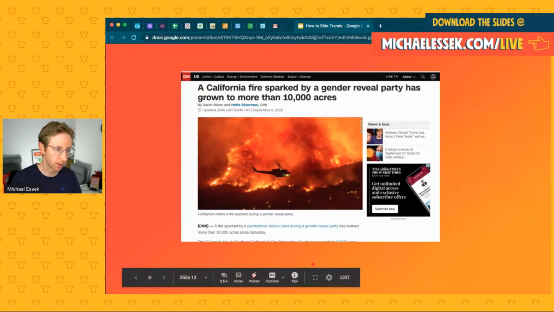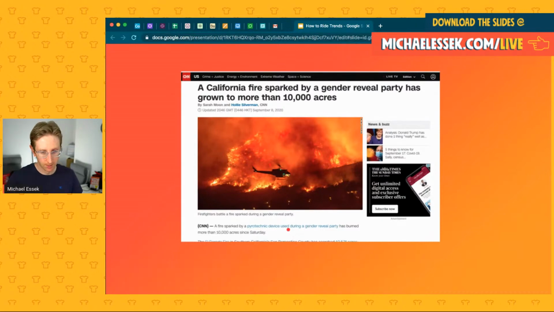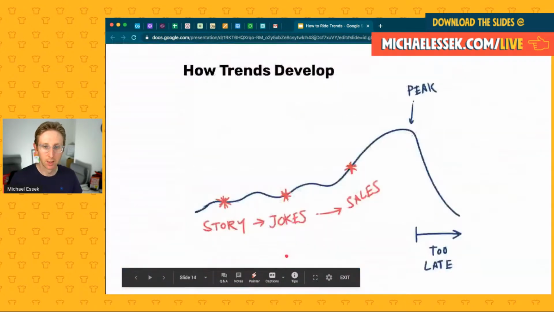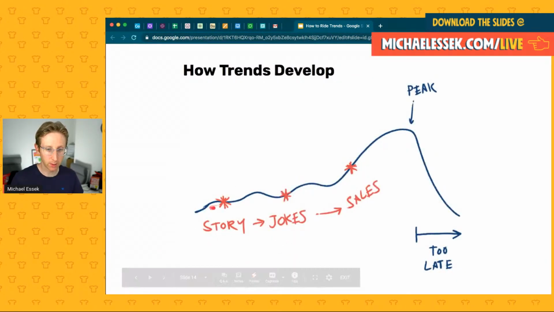Now, obviously, the fires in California are not funny. Lots of people have lost homes and people have died. The fire itself is not a funny thing. The story here is the gender reveal element to it, which, as we'll find out shortly, brings a different kind of color to everything. So this was the story that broke here.